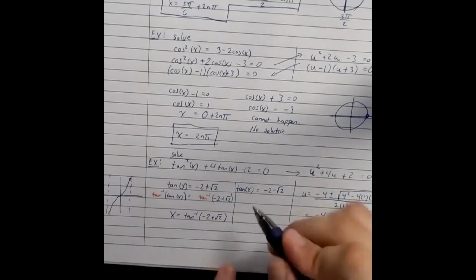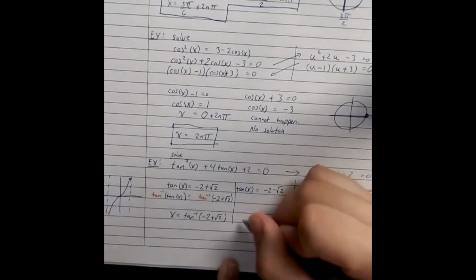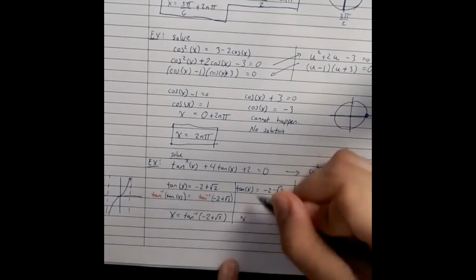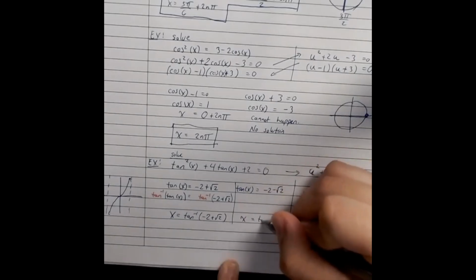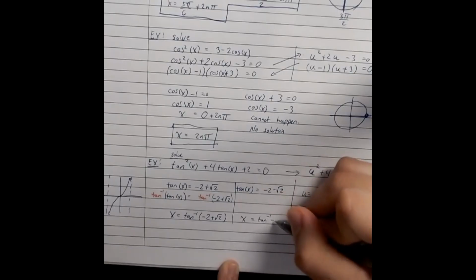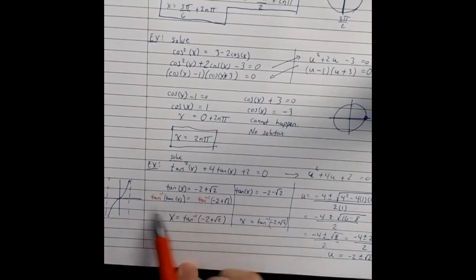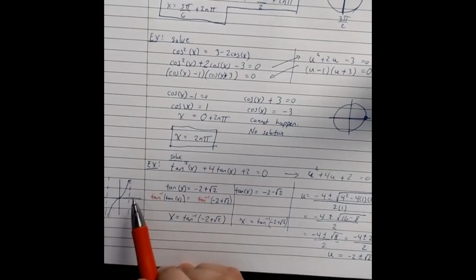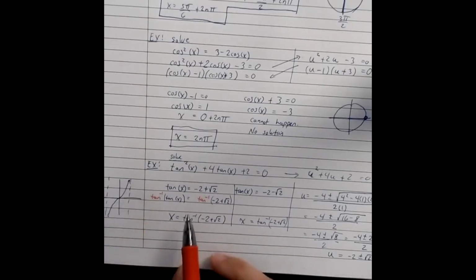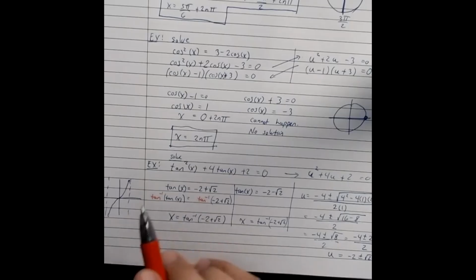And there we go. Same thing is true over here. If I take the inverse tangent of both sides, I can get x by itself is equal to the inverse tangent of negative 2 plus root 2. Just like that. Now keep in mind, these solutions repeat. The period length of a tangent function is going to be pi. So every time I add a copy of pi, this will provide another solution.